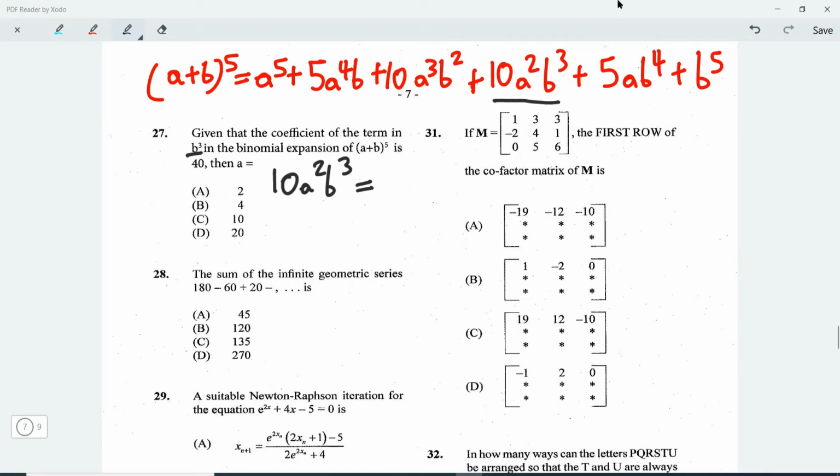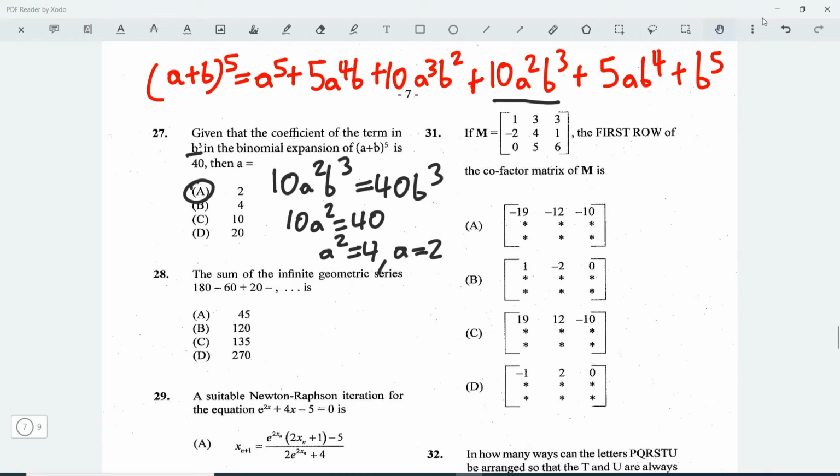They tell us that the coefficient of that is 40. So this is 40b cubed. So they're literally telling us that 10a squared is equal to 40. So a squared would be 4, and so a equals 2. So that's option A.